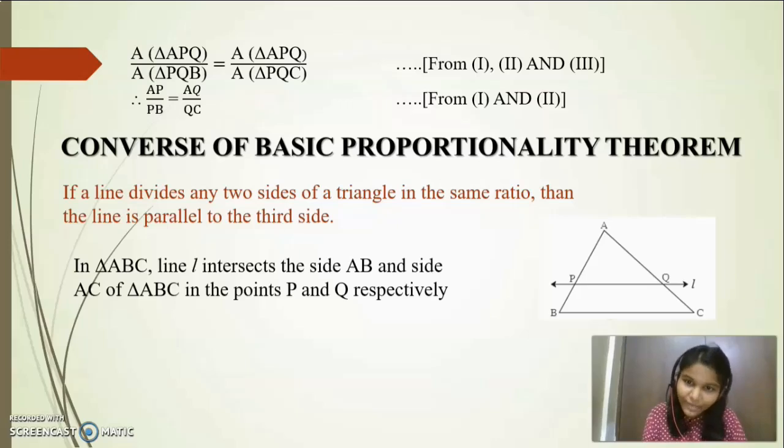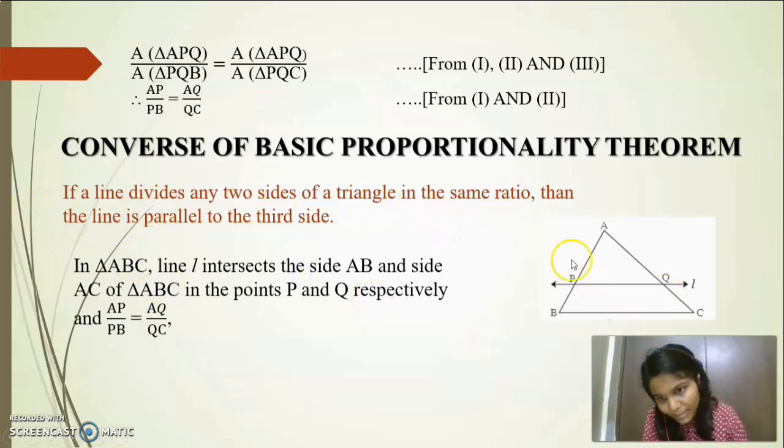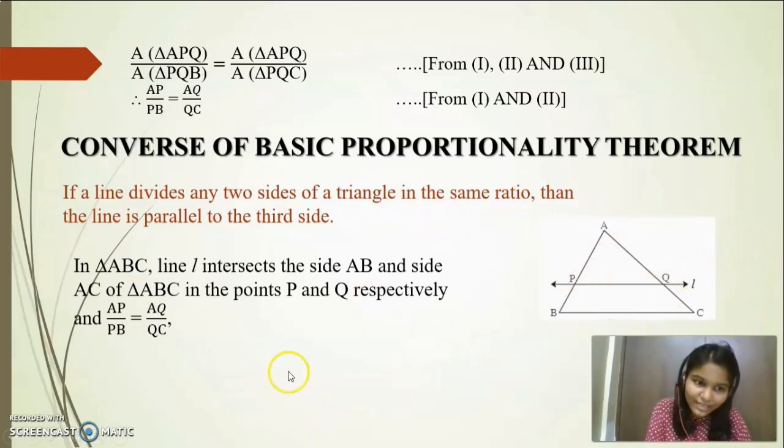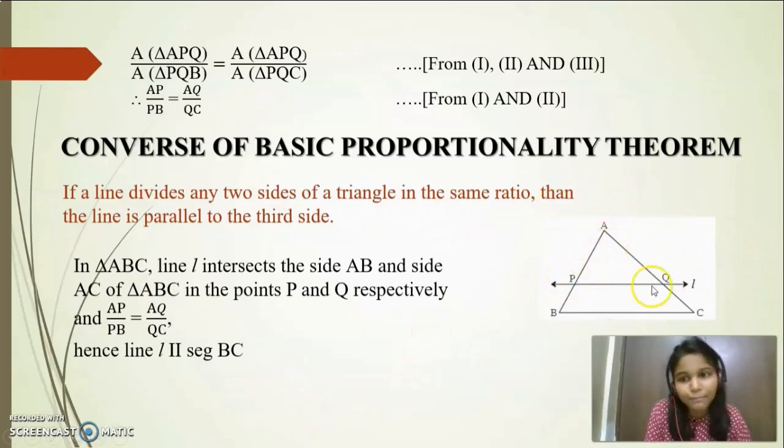So what is given? That this line is intersecting the other two sides, that is, which side? AB and AC at two distinct points. And which is the point? P and Q. And what else is given? The ratios are same. That is, AP upon PB is equal to AQ upon QC. And therefore we can say that the lines are parallel. That is, line L is parallel to side BC. Clear, students? Means in basic proportionality theorem, lines are parallel is given.